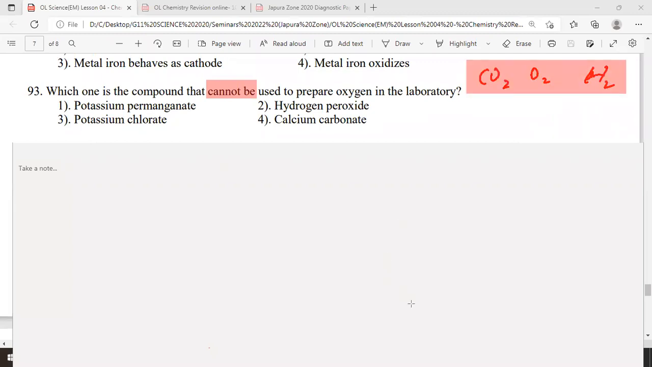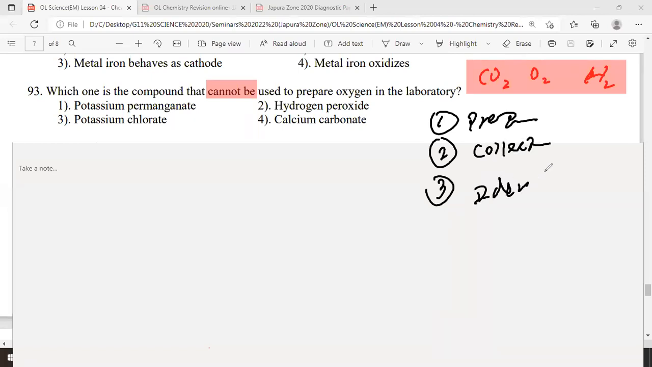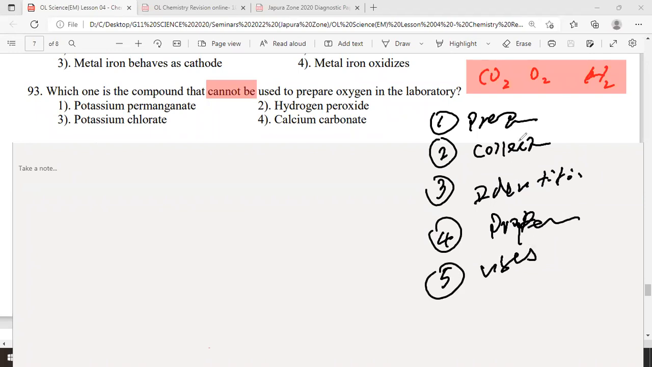Number 1, you should know how to make it, how to prepare that in the lab, how to collect that and how to identify. Preparation, collection and identification. These 3 gases. Number 4, you should know the properties of each gas. Properties. And number 5, you should know the uses of each gas. Method of preparation, method of collection, method of identification, properties and uses, each gas. This is again a section where you can get structured essay type questions in the O-level paper.